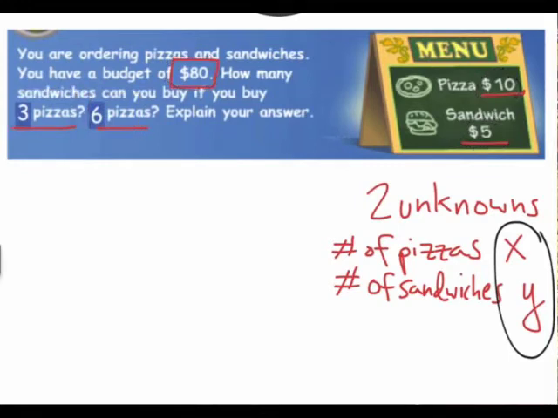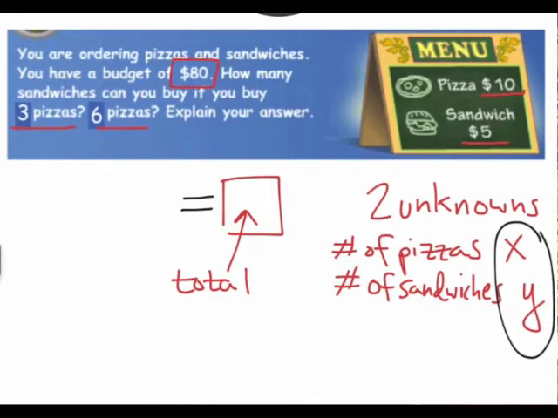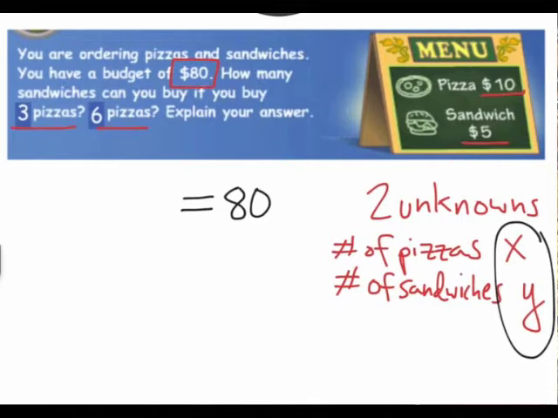Now the way that I start to write an equation for a problem like this is to write down an equal sign, of course, and then on one side of the equal sign, usually what goes here is the total of something, right? What is the total amount of whatever you're dealing with? Usually this is a good place to start. Look for a total. Well, in this case, our total is 80, because we have 80 total dollars to spend on pizzas and sandwiches. So let's try to write an expression that equals 80.